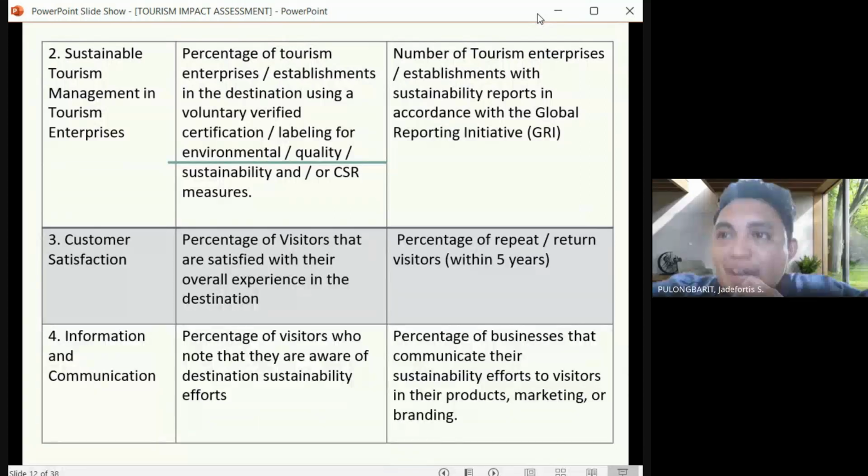Next one, how about information communication? That's another criteria to determine the percentage who note that they are aware of destination sustainability efforts. So here, they check whether people are responsible and have awareness regarding the destination sustainability efforts. Another one, the optional is the percentage of businesses that communicate their sustainability efforts to visitors in their product marketing or branding.